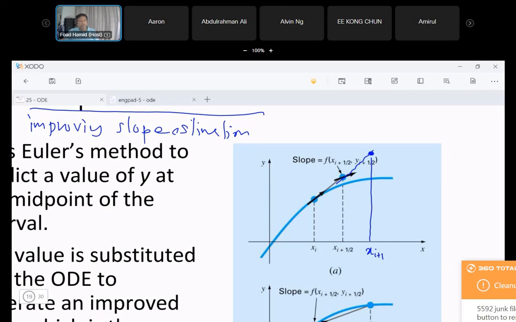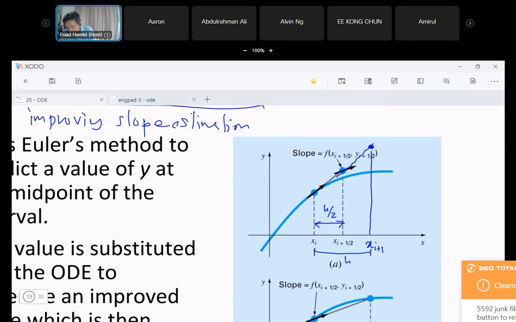But for the midpoint method, it is not taking the slope at the predicted point, but at the midpoint, at half of the interval. So take a look at this. We know that this is h, right? But the midpoint method is taking the slope at the midpoint. So this is h over 2. H over 2. And this is the slope.